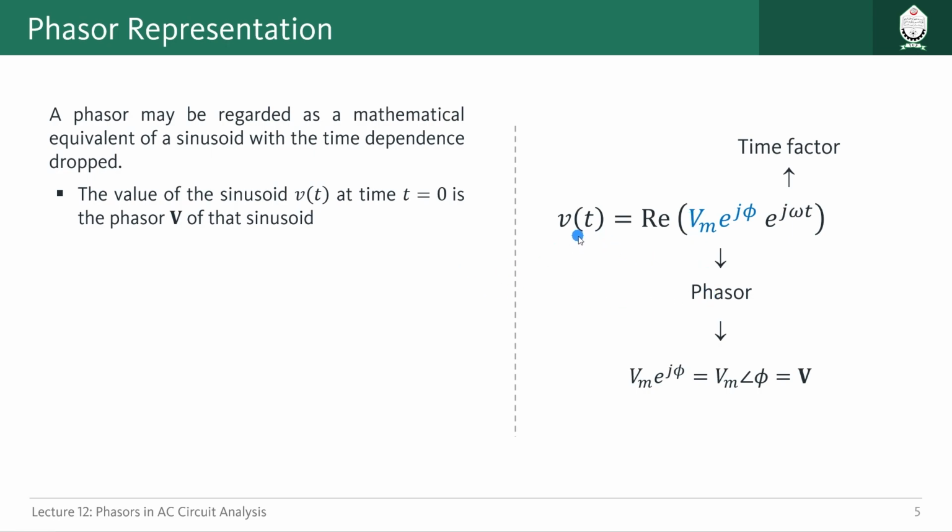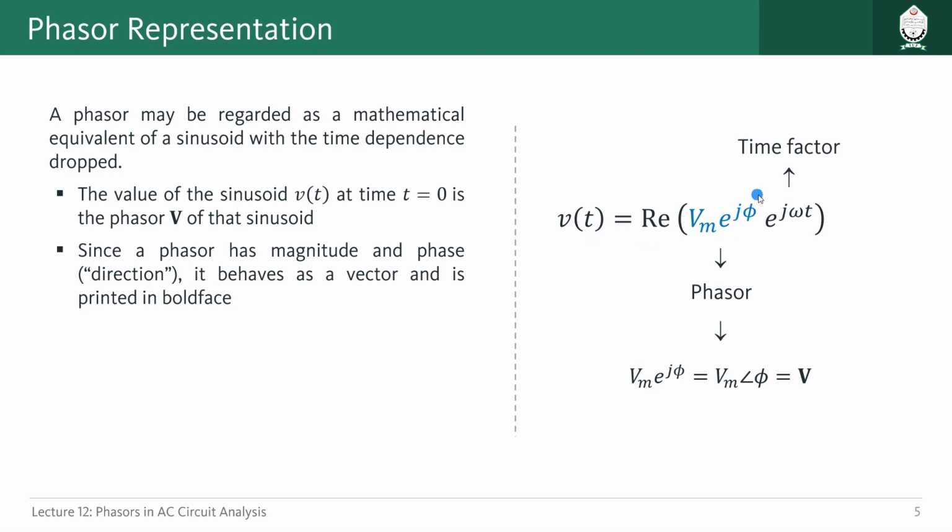Without this portion, this is the value we are getting, and this is the phasor of that sinusoid v of t. And as you can see, this particular portion here can also be represented in terms of polar form. This is the amplitude, this is the phase, and as it has two values, magnitude and phase, phase can be regarded as the direction, so it can be considered as a vector, and we represent this phasor as a vector. That's why we have used this bold font here. We are always going to use bold font when we represent a phasor of a sinusoid.